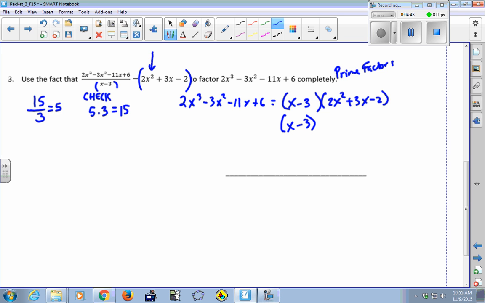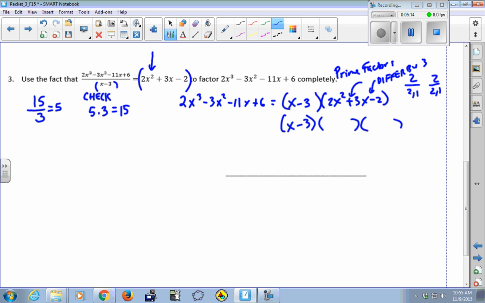Can't factor that anymore. 2x squared plus 3x minus 2 may be prime, but you've got to check out some possibilities. So all you know is you're looking for factors of 2 and 2. Well, the good news here is 2 is a prime number, so it only has 2 factors. You're looking for factors of 2 and 2 that differ by 3.